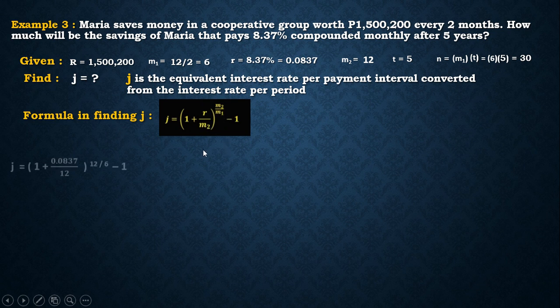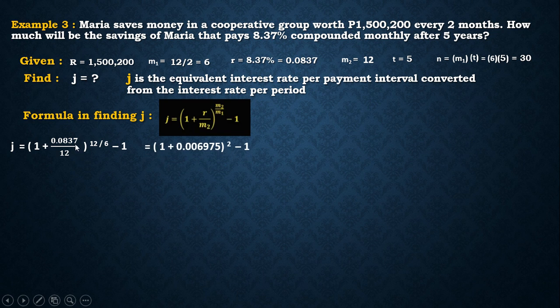Then we have to substitute. Yung R natin, pinalitan natin ng 0.0837. Ito po siya. Yung M sub 2 natin ay pinalitan natin 12. Ito rin po siya. Yung exponent natin M sub 2, 12. Yung M sub 1 natin is 6. Yung 1 po dyan sa formula is constant. Again, hindi po dapat baguhin. Next step, we have to divide this part in this part. So pag dinivide mo yung 0.0837 divided by 12, naging 0.006975. Pag dinivide mo yung 12 divided by 6, that is 2.